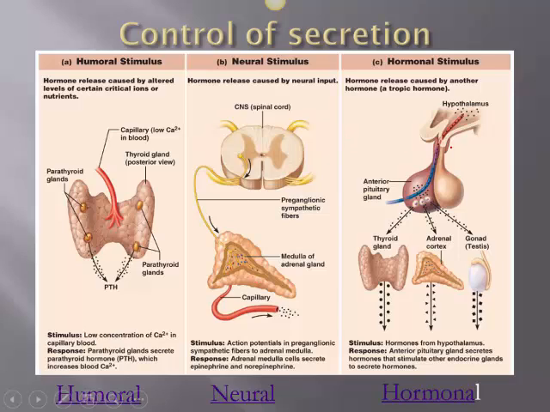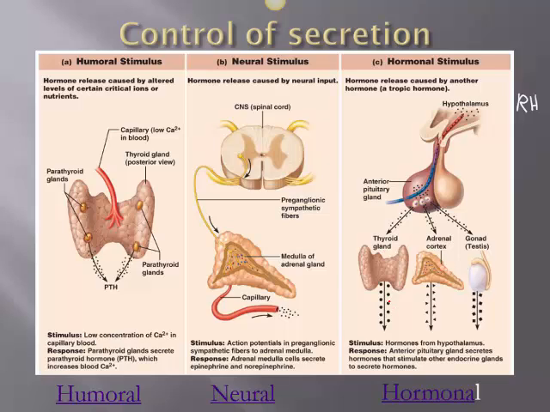Third is a hormonal stimulus. As I said, one hormone being produced causing release of another hormone. So one good example is from the hypothalamus, you have factors which are known as releasing hormones. These act on the pituitary gland and cause various hormones to be secreted. And then the pituitary hormones act on different glands, causing different hormones to be secreted.